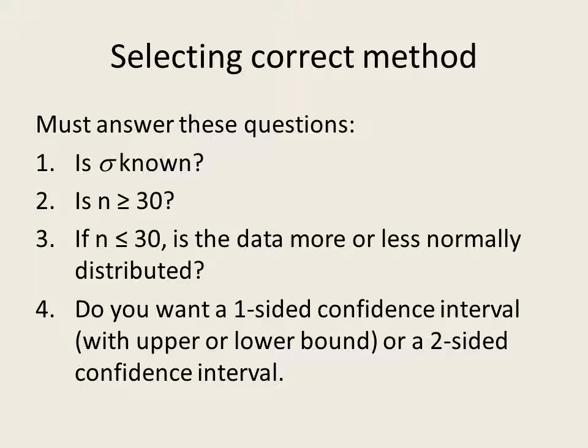So we can really only handle a case of known variance where sigma is known, or n is greater than or equal to 30, in which case you're using the student's t-distribution, or it's less than 30 and it's more or less normally distributed, and then we've got one of the methods we can use. But if you don't have a normally distributed population and n is less than 30, then you're out of luck. You've got no method that you can use that we're going to be introducing in this section.